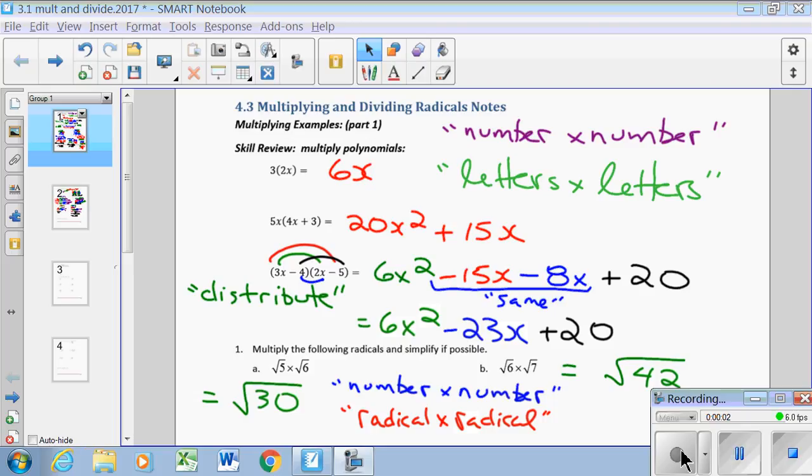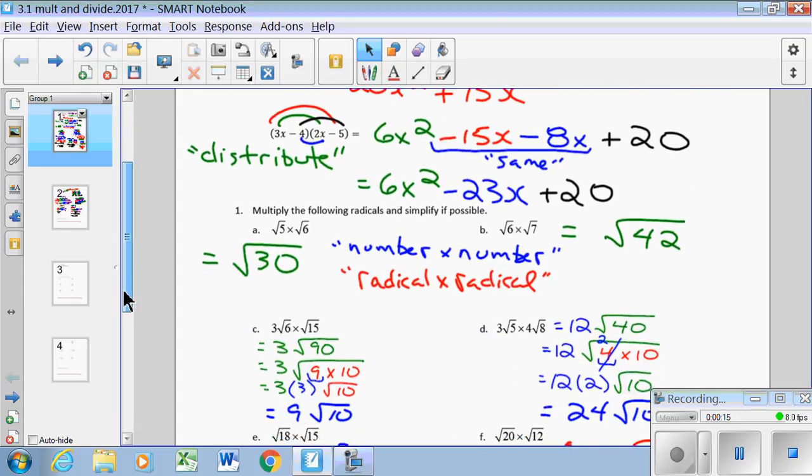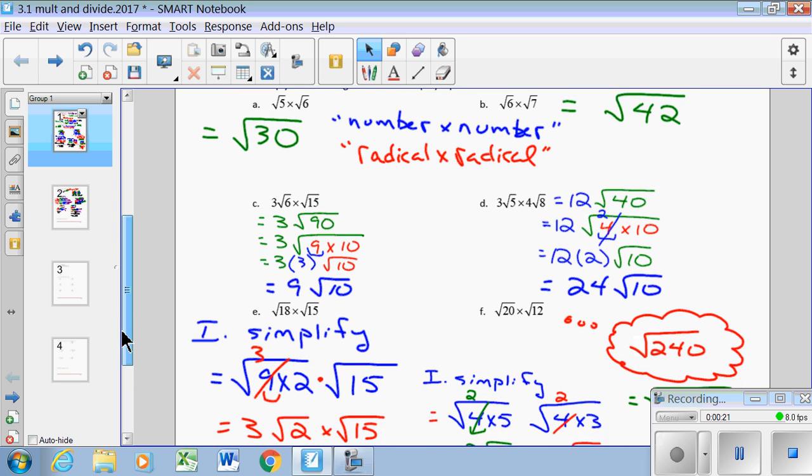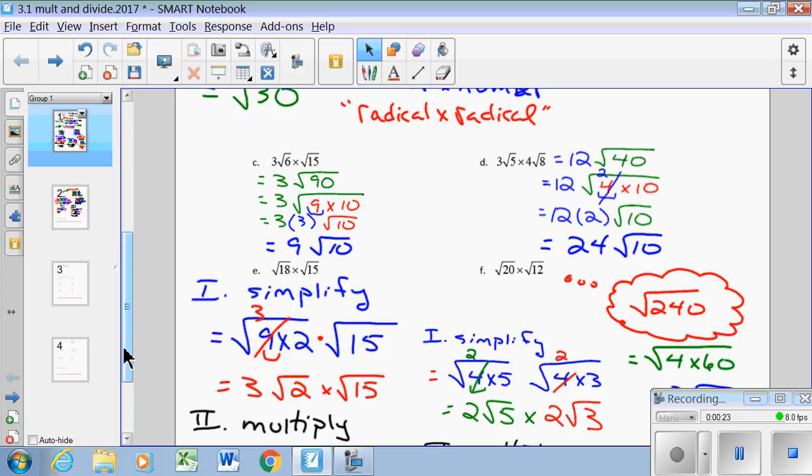Hey, good morning, everyone. Just a quick recap from last week before we start the lesson on dividing today. Let's review multiplying. When we multiplied in algebra, it was numbers times numbers and letters times letters. And multiplying with radicals was numbers times numbers and radicals times radicals. The difference with radicals is when you end up with a mixed radical, such as 3 root 90, we still have to make sure we can simplify.